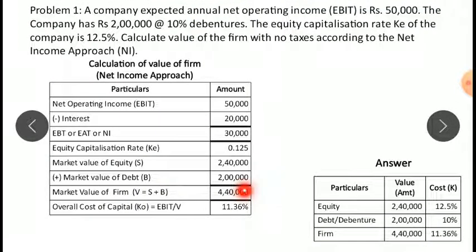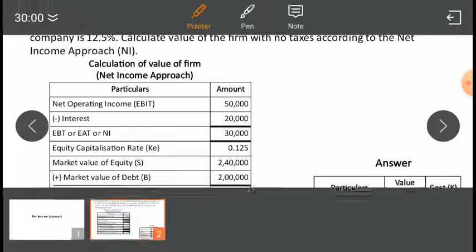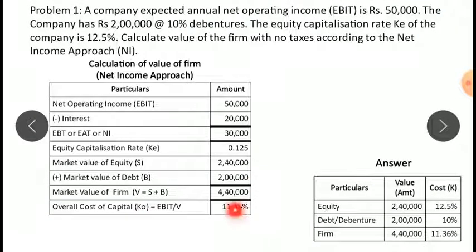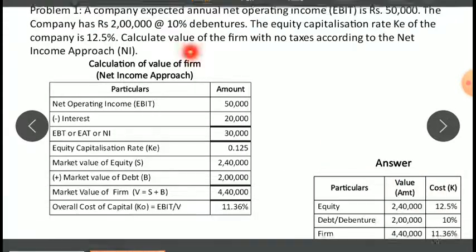This is equity capitalization. This is EBIT and this is value of the firm. Value of the firm is calculated by equity and debt total. By this, we are able to get 0.1136, and multiplying with 100, we got 11.36 percentage. And the answer has been written down separately.